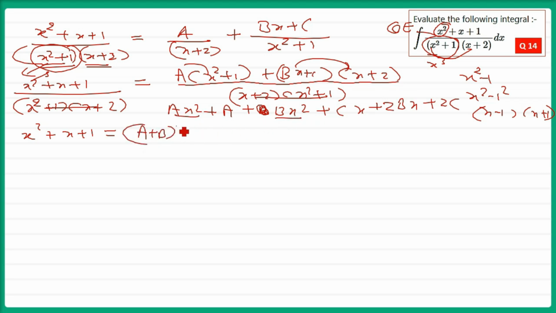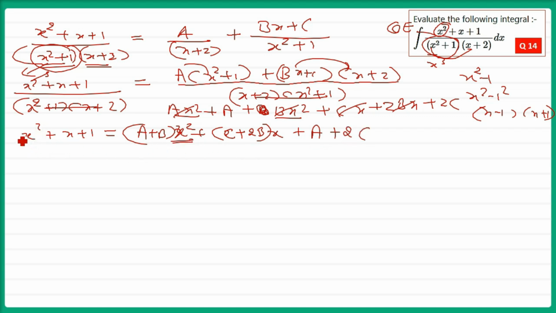That means a plus b into x square. The first thing is this one, a plus b into x square. Then we will go for the term with x. So the constant will be c plus 2b. This we have already used. Now a plus 2c. So there are three terms which we can equate.